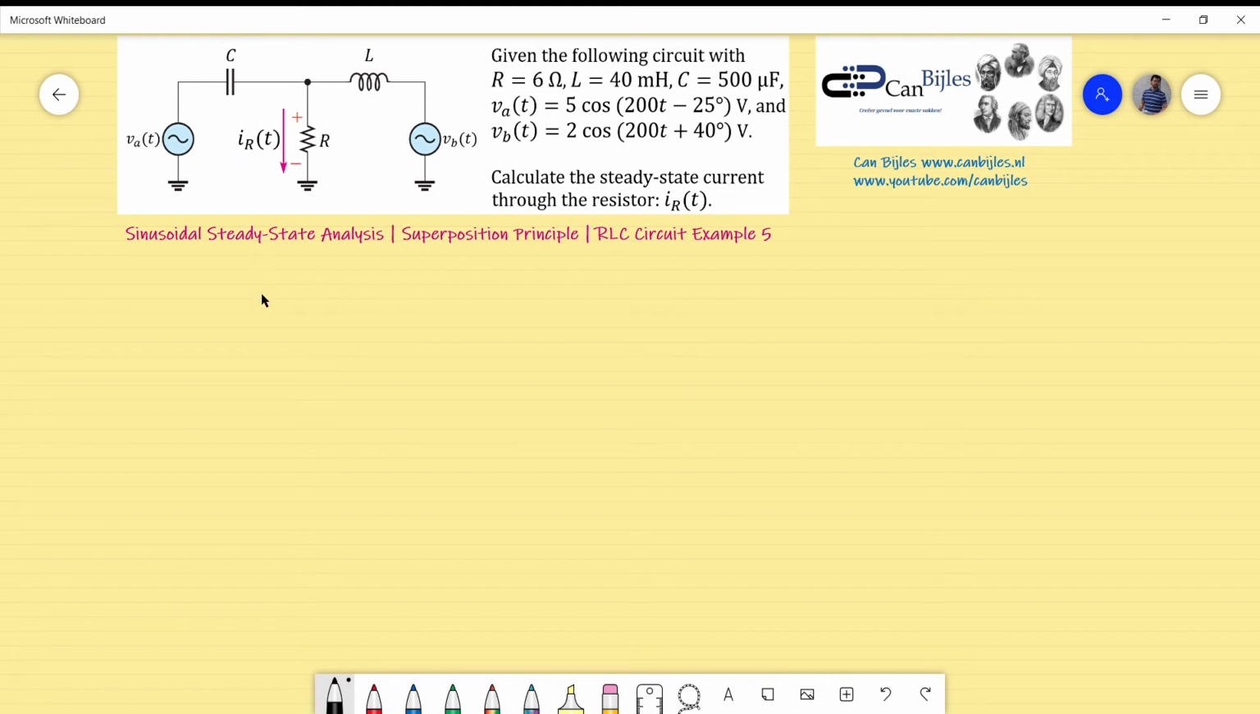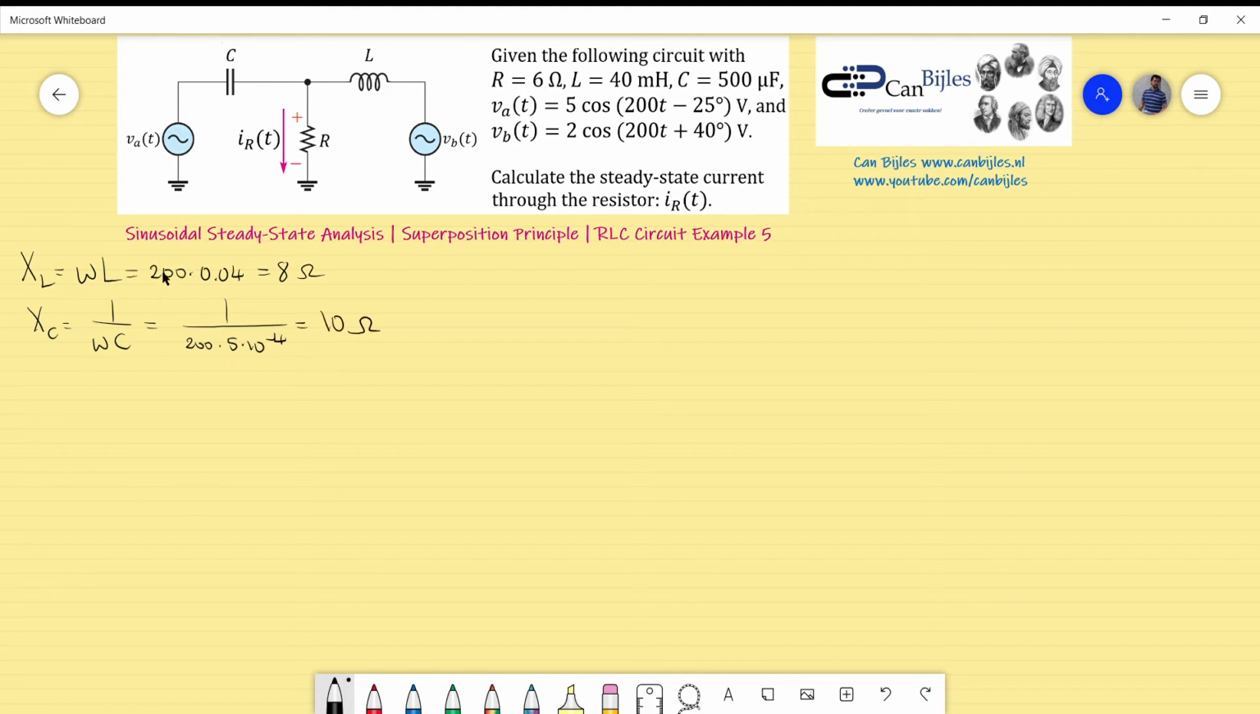in this direction. Before I start with the actual analysis, I would like to determine the frequency representation of the elements, the inductor and the capacitor, and also the voltage sources VA and VB. So let's start first with that. First, what is X of L? It is the reactance of the inductor, omega times L, which is 200 times 0.04, which is 8 ohms. And for X of C, which is 1 over omega times C, that is 1 over 200 times 5 times 10 to the minus 4, which is 10 ohms.